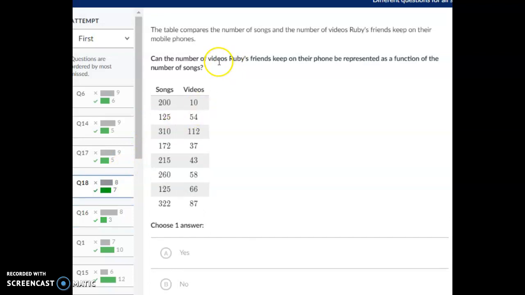Number of songs or number of videos Ruby's friends keep on their phone represented as a function of number of songs. So songs is my independent variable here. So I'm looking to see if I have any repeating numbers. Is there any number that appears more than once? I'm trying to hurry for this video, but it does not look like I even see a number repeated anytime. So therefore, each x only has one y.